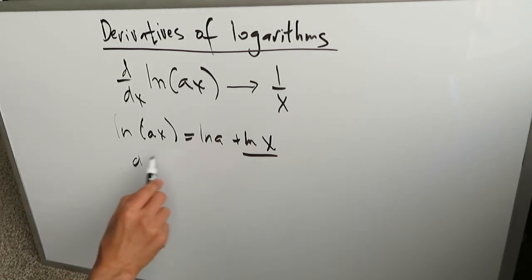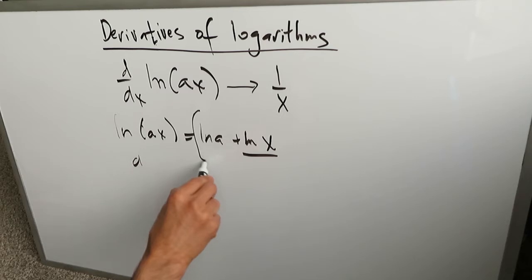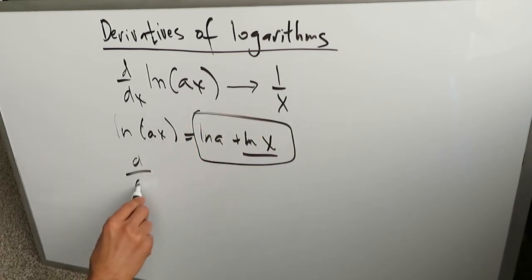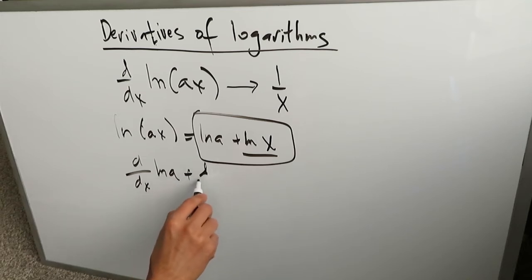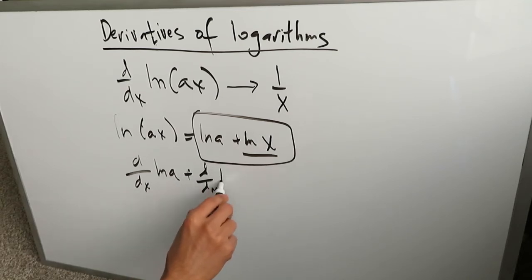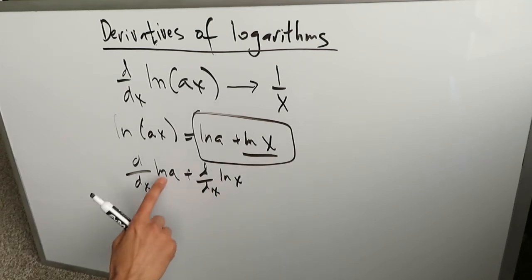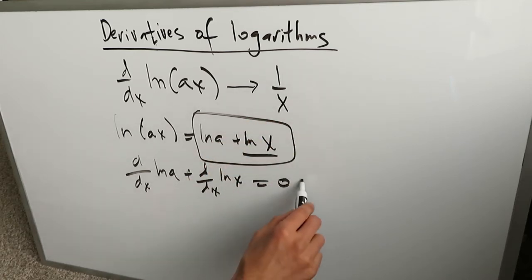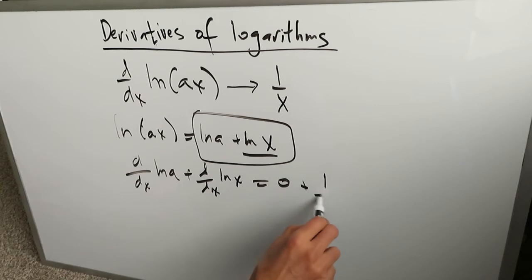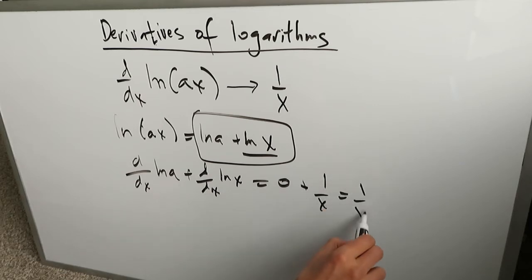If you did the derivative of this expression, look what you get: the derivative of natural log a, which happens to be a constant, plus the derivative of natural log x. When you do a derivative of a constant, it's always 0, but when you follow the same scheme for natural log x, you must end up with 1 over x. Therefore you get as your final answer 1 over x, as you see over here.